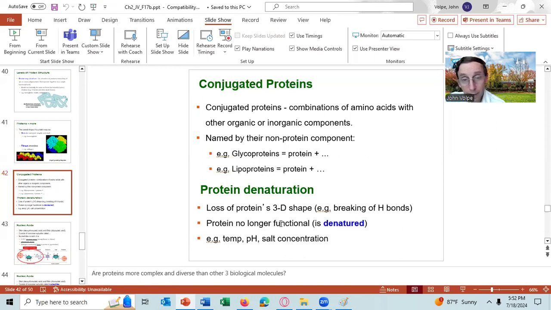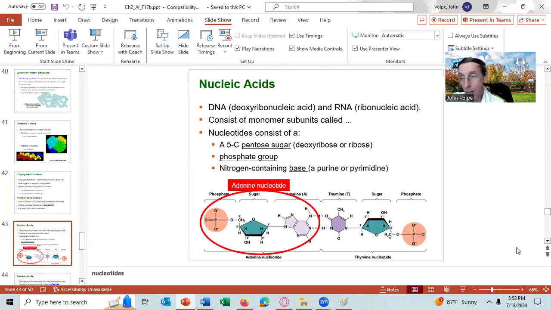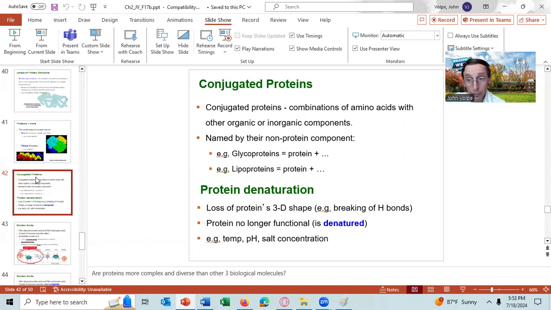So a protein has to be at its correct environment in order to have its correct three-dimensional folding pattern. In an incorrect environment with the incorrect temperature, the incorrect pH, or the incorrect salt concentration, the protein will start to lose its shape and will start to become denatured. All right. Any questions about proteins?